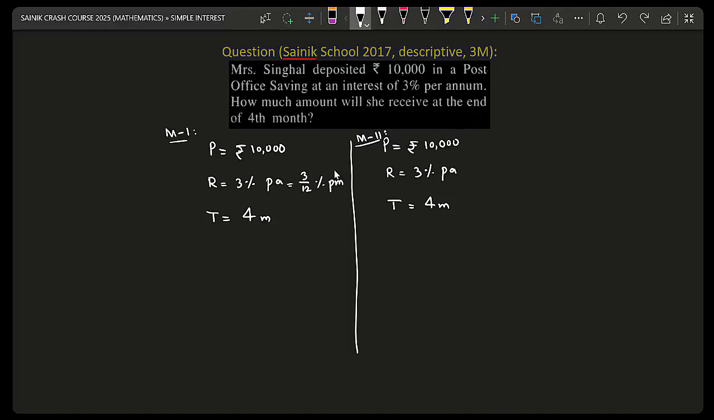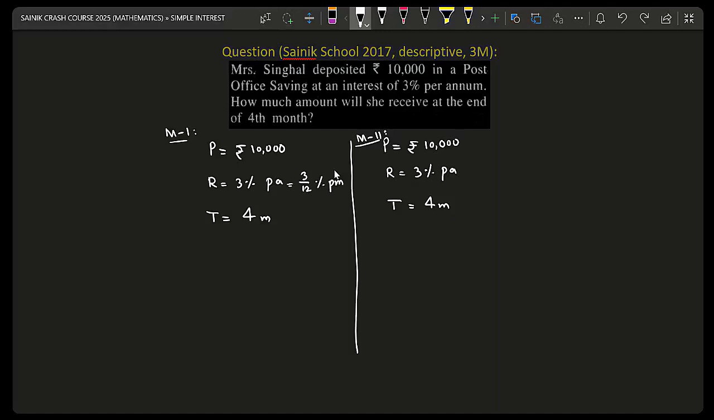To convert months into years, you have to multiply by 1 by 12. Whenever you have months and you want to convert into years for time, you have to divide by 12. But for rate of interest, you need to multiply. Both are reverse: rate of interest is reverse and time period is reverse.